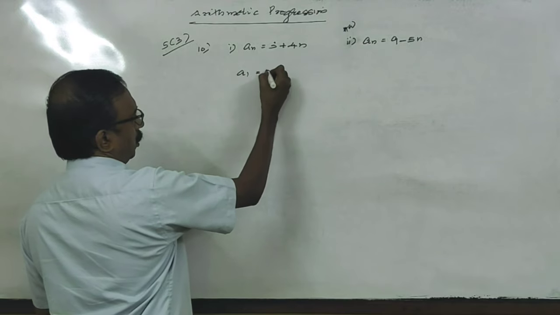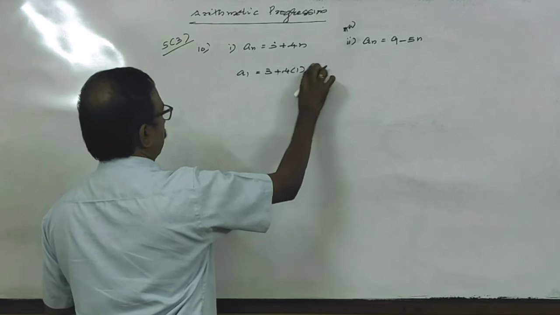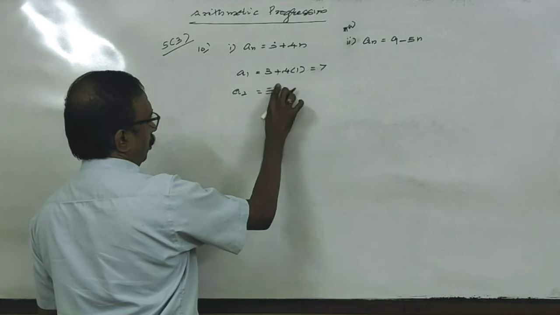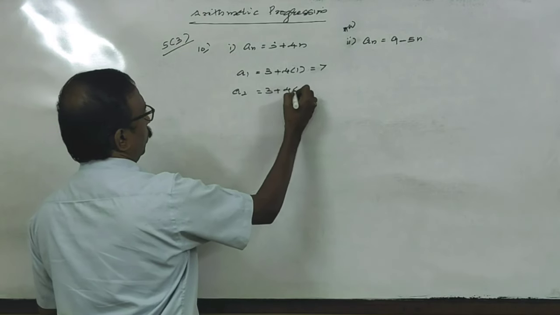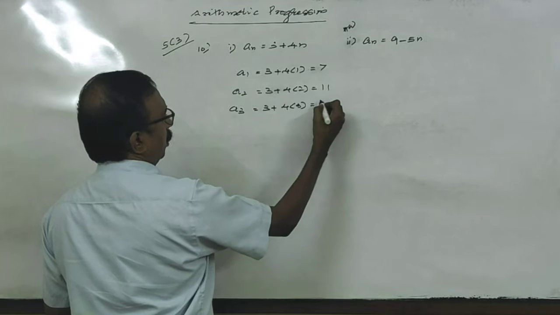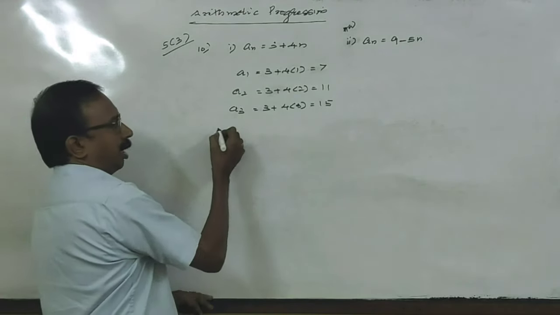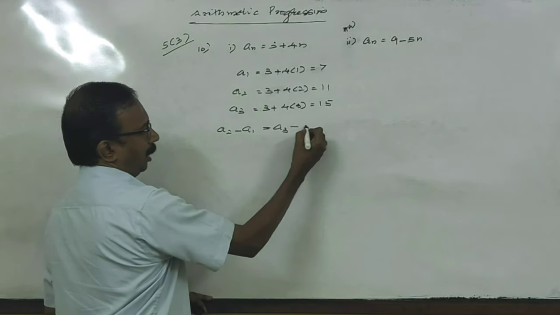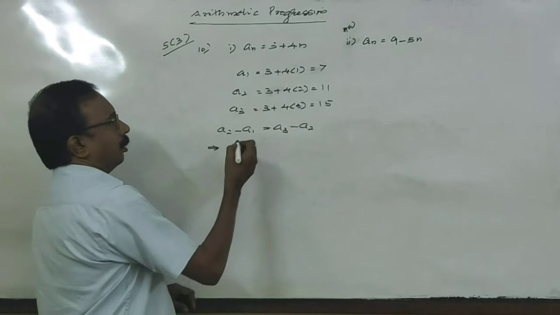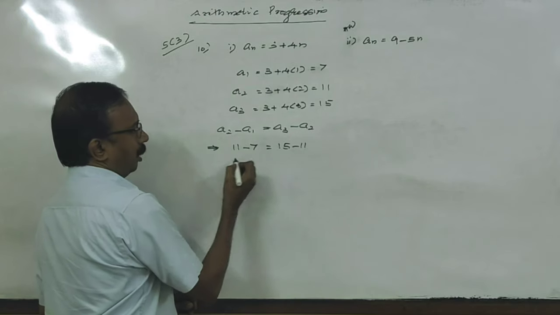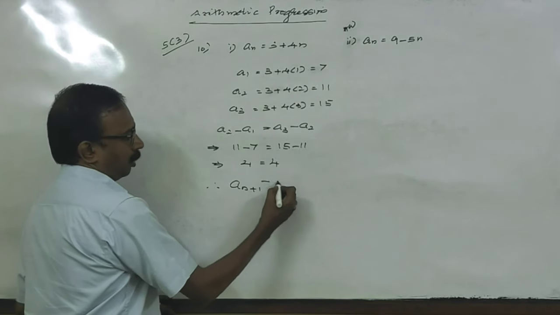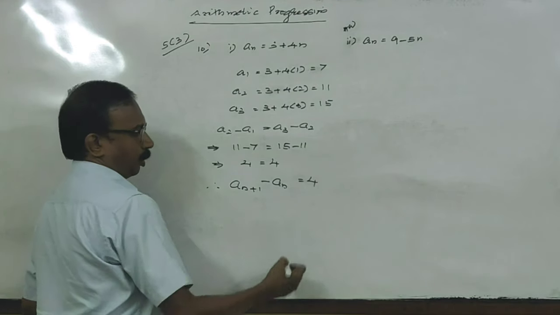A1 is 3 plus 4 into 1, equal to 7. A2 is equal to 3 plus 4 into 2, which is 11. A3 is equal to 3 plus 4 into 3, which is 15. For an AP, we take A3 minus A2 equal to A2 minus A1, which implies 11 minus 7 is equal to 15 minus 11, that is 4 is equal to 4. Therefore we can say that an plus 1 minus an is equal to 4.